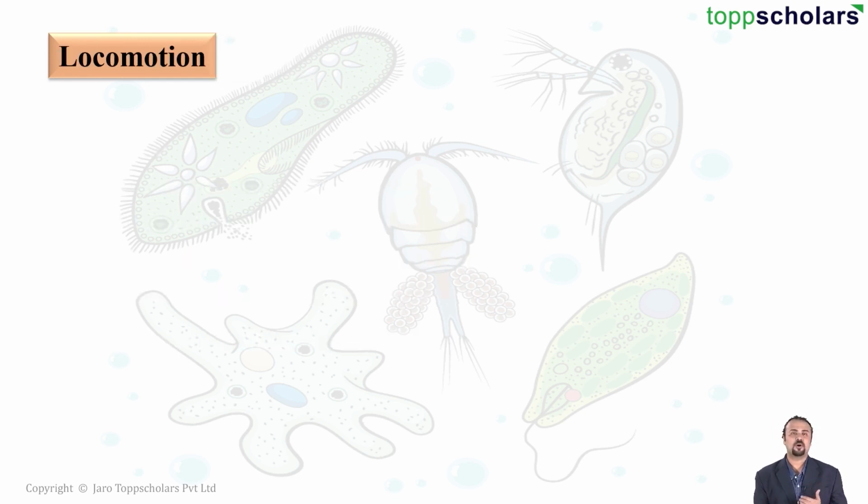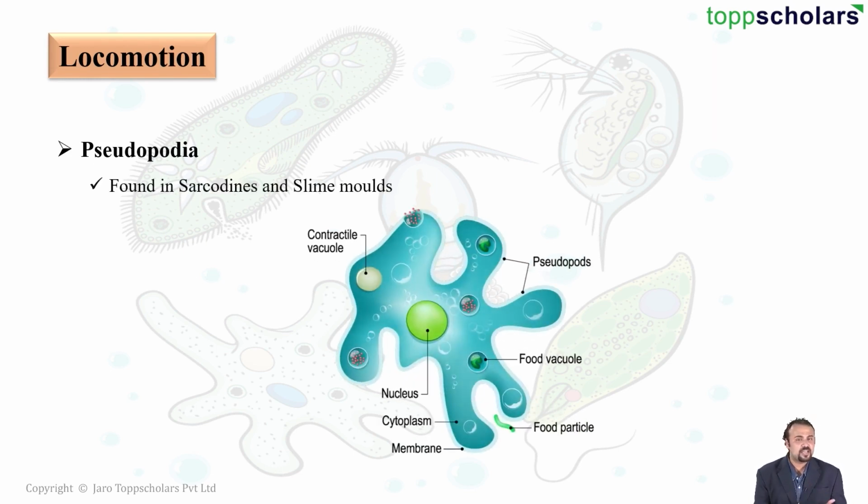Students, now let us talk about locomotion. The very first thing which comes to mind is pseudopodia. Pseudo meaning false and podia meaning feet. These are basically false feet-like structure. These are found in examples like sarcodines, slime molds, and also in this beautiful example, that is amoeba.